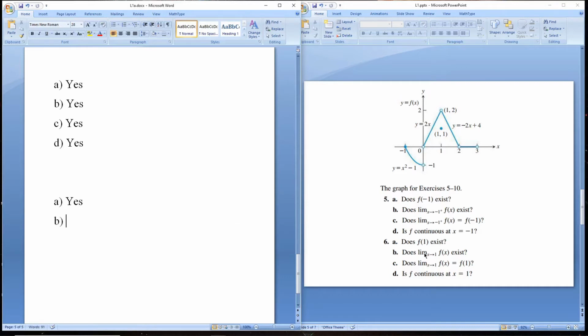So how about B? Does the two-sided limit as we approach 1 exist? So here's 1. Approaching from the left, we find ourselves at a height of 2. Approaching from the right, we also find ourselves at a height of 2. The limit does exist at holes. So the two-sided limit does exist here, and it's 2. So yes, the two-sided limit does exist.